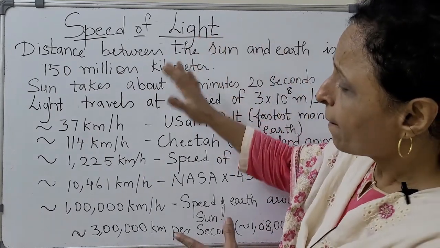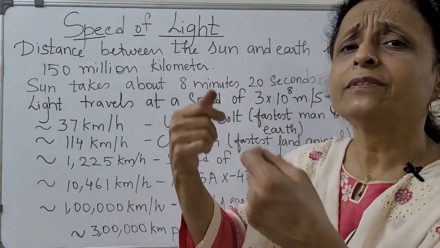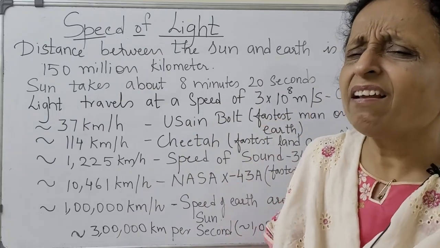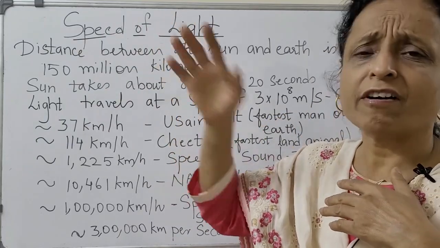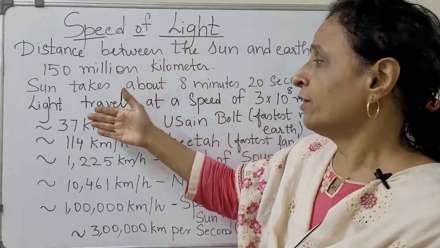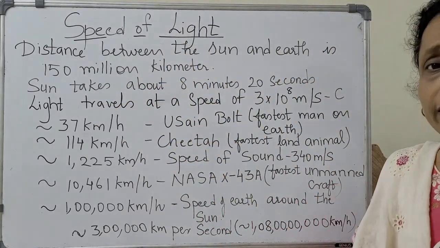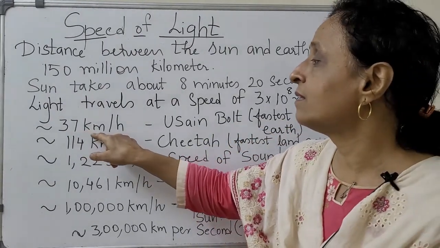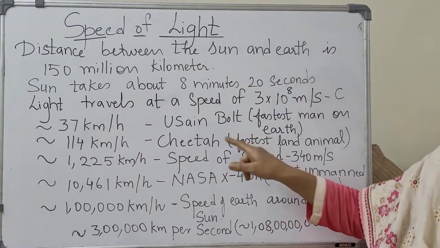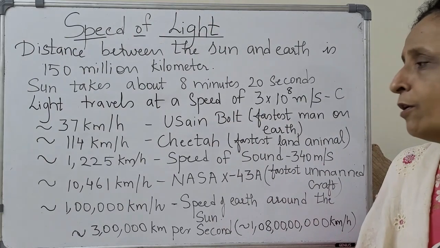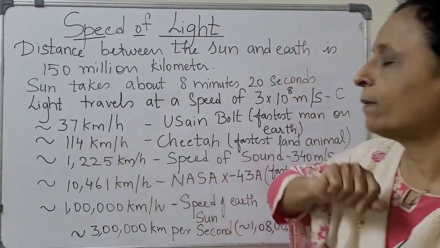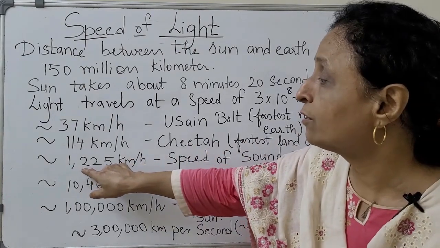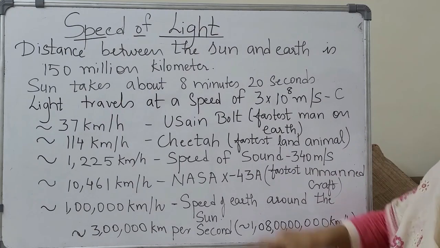Now let us compare the speed of some things with light. It is very less. Light is very fast, very fast. Now you have heard about Usain Bolt, the fastest man on the earth. What is his speed? 37 kilometers per hour. The cheetah is the fastest animal on the earth. Its speed is 114 kilometers per hour. Now the speed of sound, 340 meters per second or 1225 kilometers per hour.